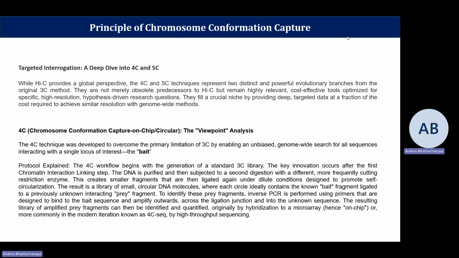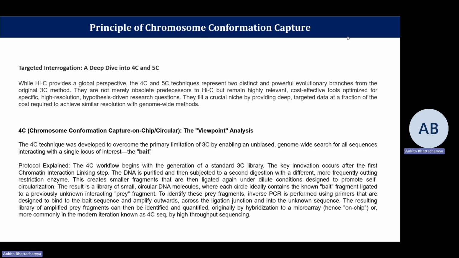They can be ligated again under very dilute conditions. That part remains similar, which is designed to promote circularization. As a result, you get very tiny circular DNA molecules where each circle ideally contains the known bait fragment ligated to a previously unknown interacting prey fragment. To identify these, inverse PCR is performed, where you have a bait sequence to which your primer binds, and then outward amplification is done across the ligation junction and into the unknown sequence.